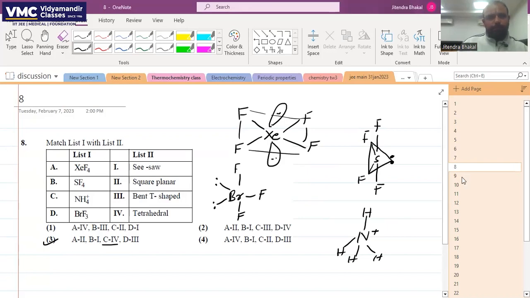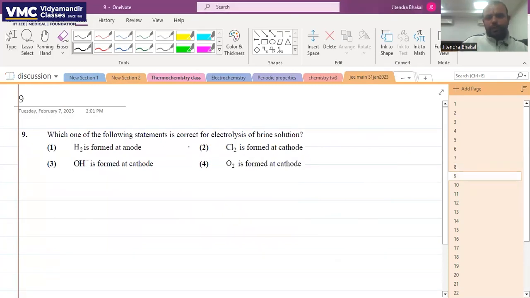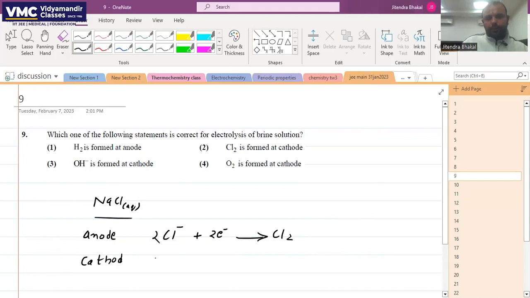Question number 9. Which one of the following statements is correct for electrolysis of brine solution? Now, when we do electrolysis of aqueous NaCl, at the anode, oxidation of Cl minus will take place, and it will form Cl2, and at the cathode, reduction of water will take place.